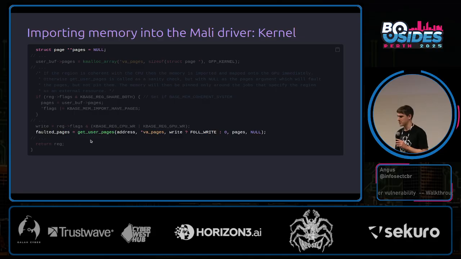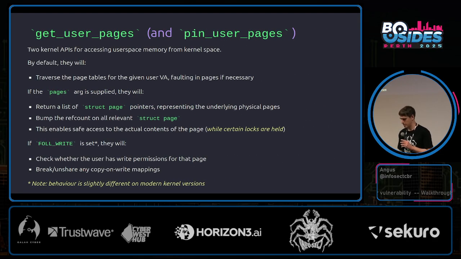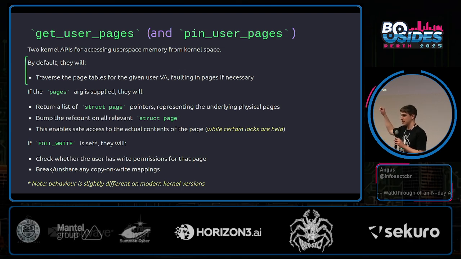So what does get_user_pages actually do, and why is this important? get_user_pages is part of a family of kernel APIs. It's related to another family called pin_user_pages. Basically, the idea of this API is that it's used for the kernel to access memory from a user space virtual address. Now, by default, in this case, because the pages argument is null, all it's going to do is take that user virtual address, follow along all the page tables, and find out what physical memory that corresponds to. It's not actually going to pin it for use or anything like that. It's just going to find out. It's just going to traverse the page tables and fault them in, in case they weren't already faulted in due to demand paging.